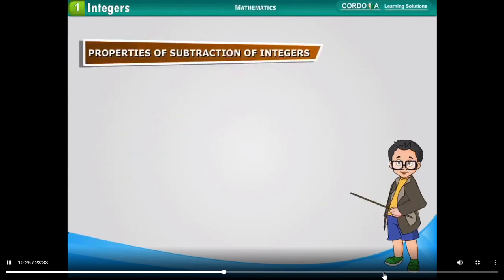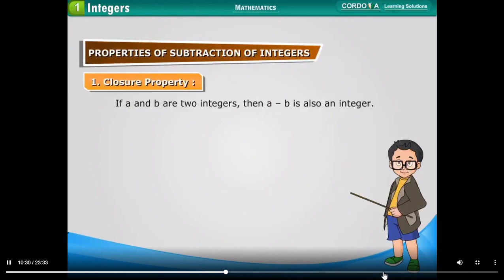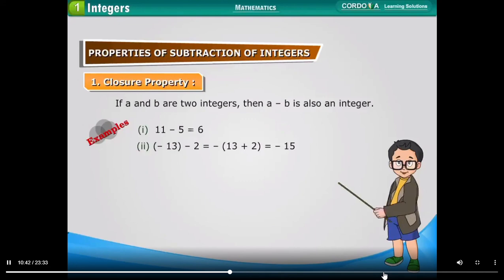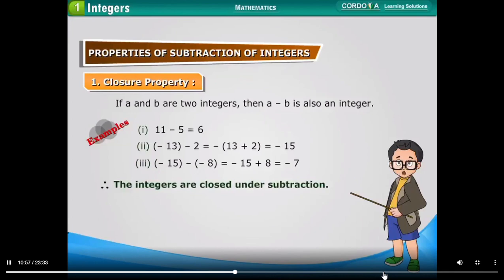Properties of subtraction of integers. Closure property. If a and b are two integers, then a minus b is also an integer. Examples, 11 minus 5 is equal to 6. Negative 13 minus 2 is equal to minus 13 plus 2, which is equal to negative 15. Negative 15 minus negative 8 is equal to negative 15 plus 8, which is equal to negative 7. Therefore, the integers are closed under subtraction.